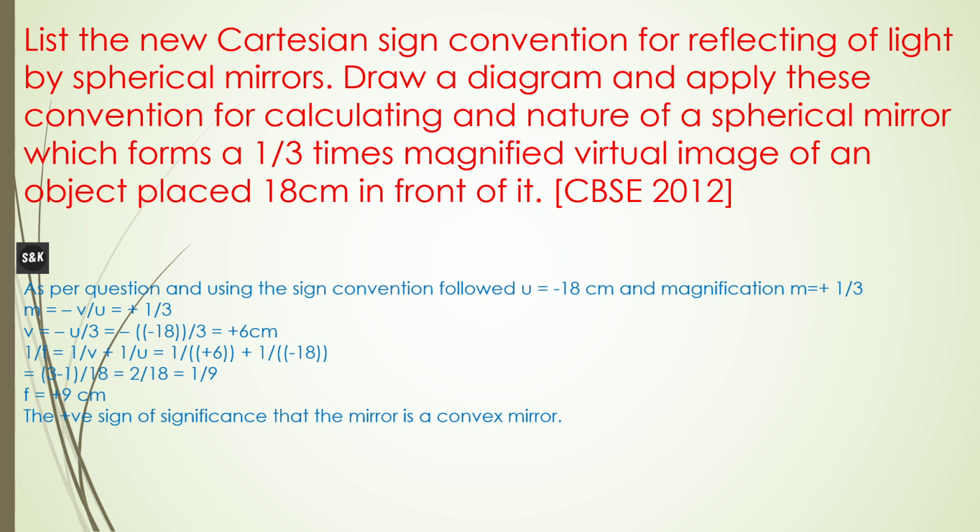As per the question, u equals minus 18 centimeter and m equals 1 by 3. So m equals minus v by u equals 1 by 3, so v equals minus u by 3, and the value of v is 6 centimeter. So 1 by f equals 1 by v plus 1 by u equals 1 upon 6 plus 1 upon minus 18 equals 1 by 9, which implies that the focal length is 9 centimeter.